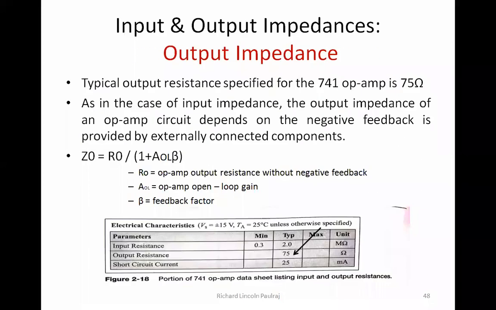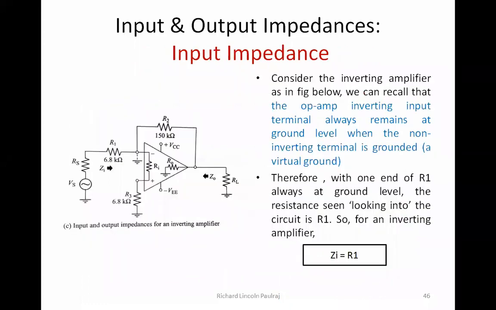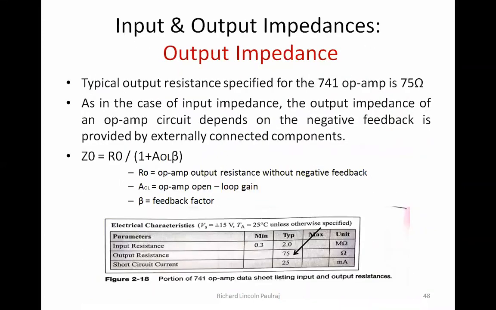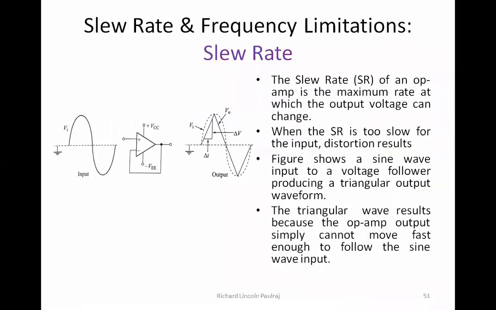So we were looking into impedances and we derived a few formulas. We looked into a few formulas and some circuits. Moving on with our discussions, we will see what is slew rate and frequency limitations. We have seen the term slew rate, and we have seen frequency. So what can be the limitation, and how it impacts the circuit, we will just look into it.